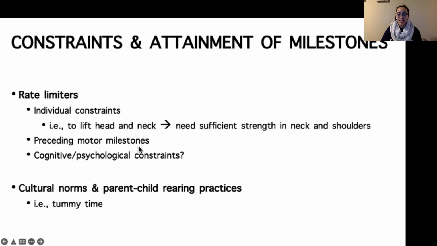Preceding motor milestones and/or infantile reflexes could also be rate limiters. Because things happen in a sequential fashion, if an infant does not have the ability to sit alone, it's probably because they haven't attained the milestone to sit with support, right? And they're still working on the control of their trunk. We also have potential psychological or cognitive constraints. So this could relate to attention or alertness.